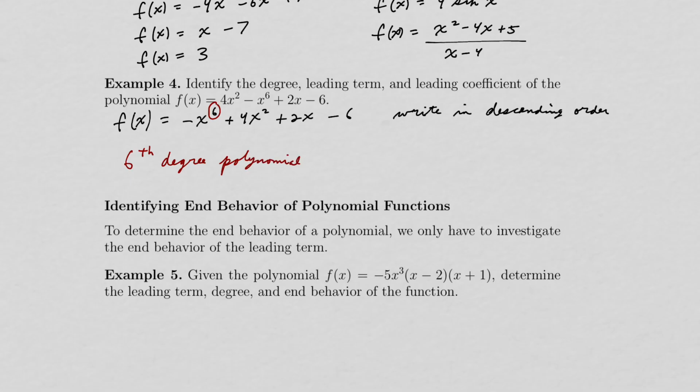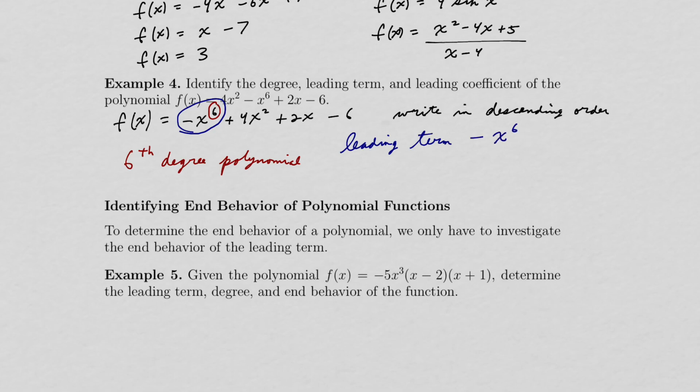All right, what is the leading term? Well, the leading term is the term of highest degree. So that would be the leading term, right? So the leading term would be the negative x to the 6th.